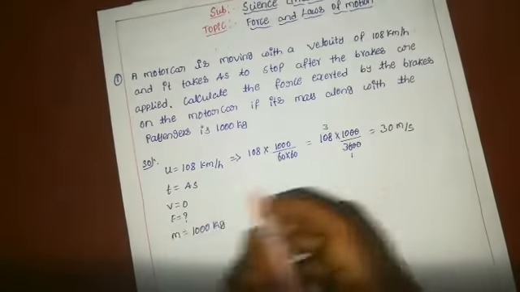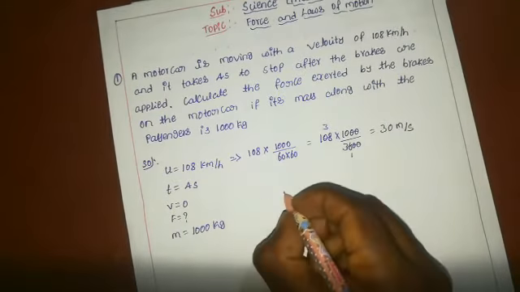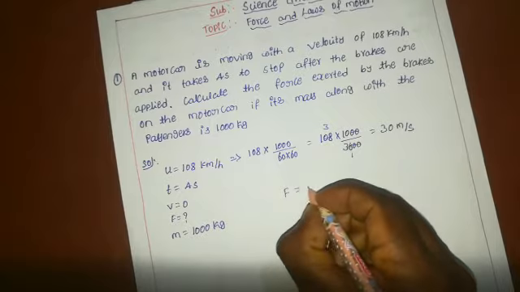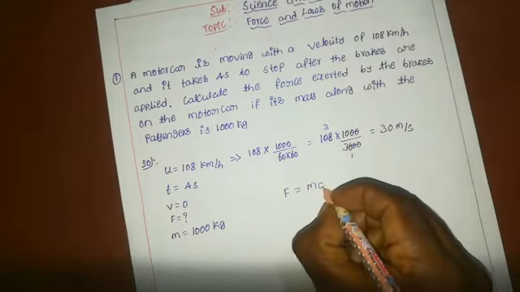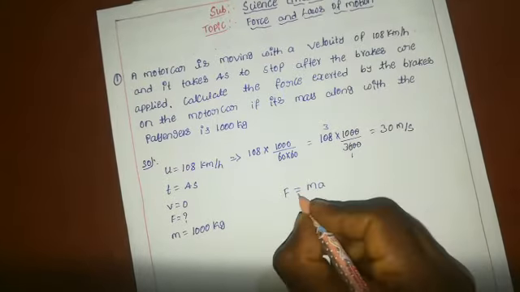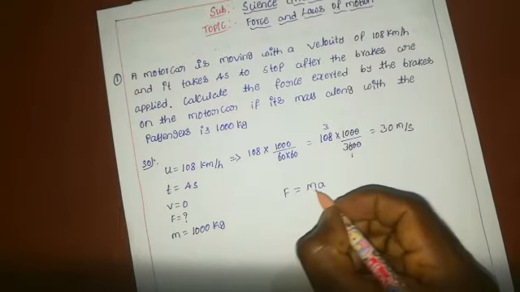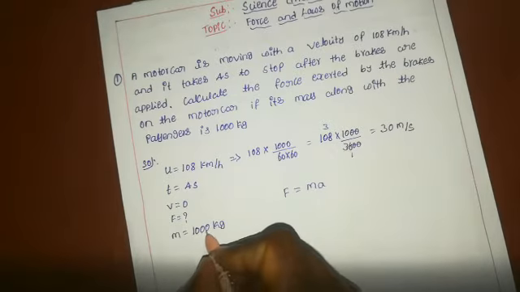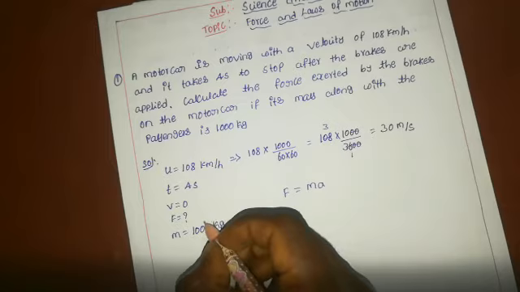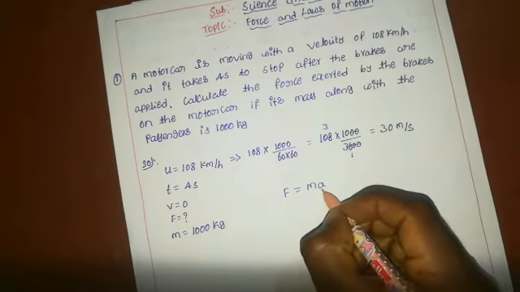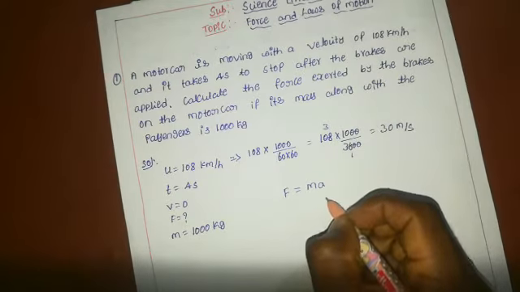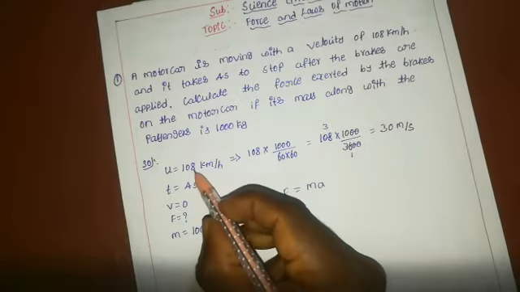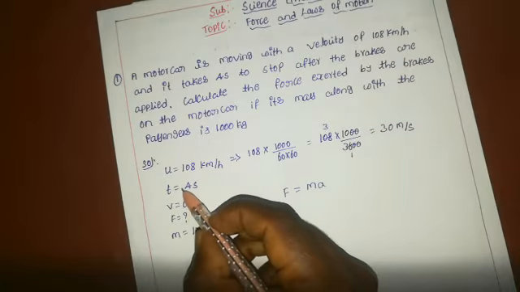Now we have to find out the force. We know the equation F = ma. This is Newton's second law of motion. Here we have the mass, that is 1000 kg, and here we don't have the acceleration. Instead of acceleration we have the initial velocity, final velocity, and time.